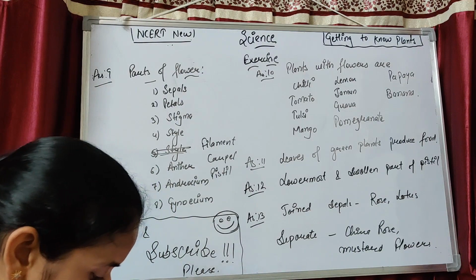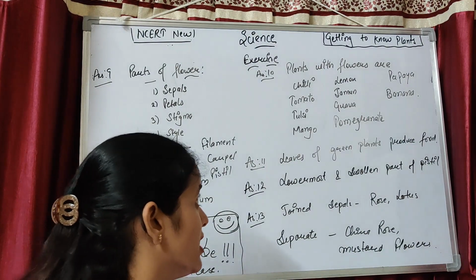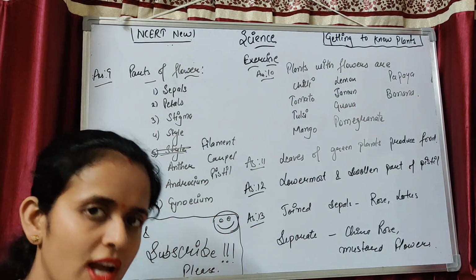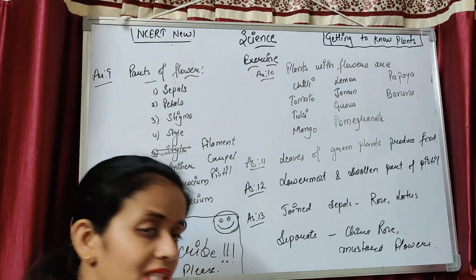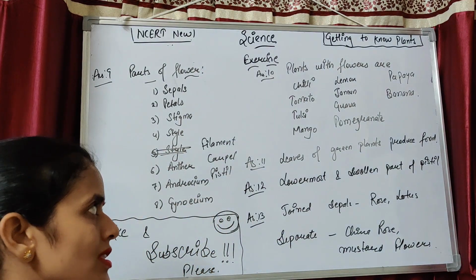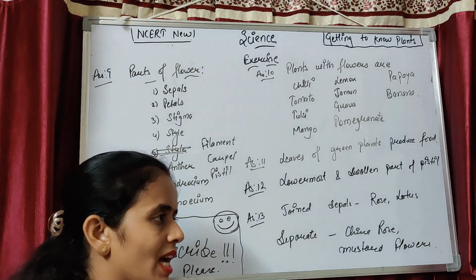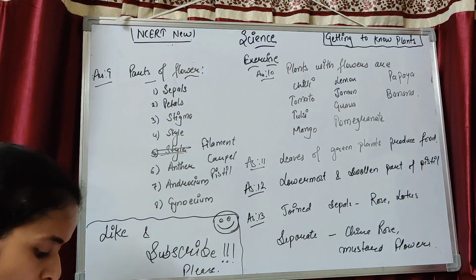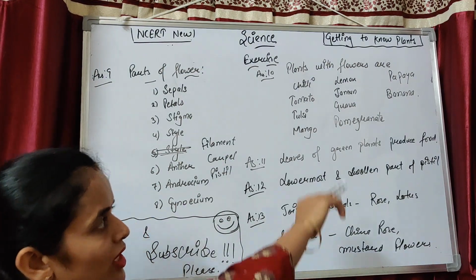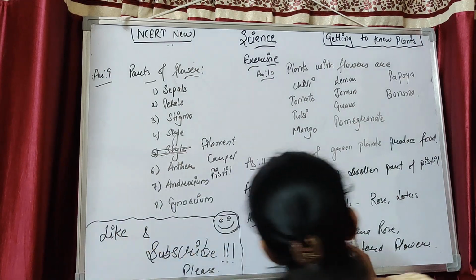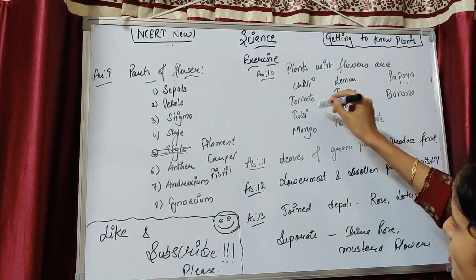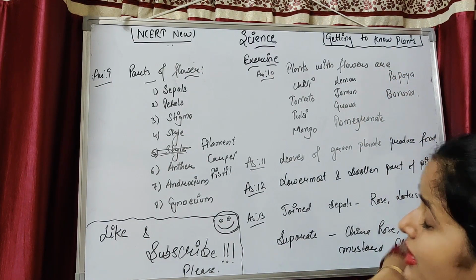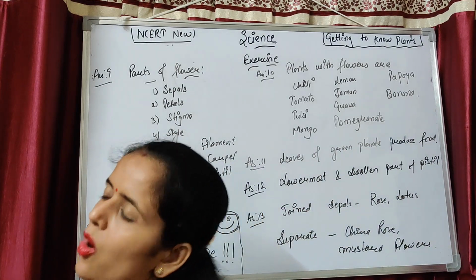So come to question number 10. Which of the following plants have you seen? Of those that you have seen, which ones have flowers? There are so many examples given in the question, so you have to choose only the plants which give flowers. Yes, we have seen all these plants. So I am writing only the plants which have flowers: chili, tomato, tulsi, mango, lemon, jamun, guava, pomegranate, papaya, banana. These plants have flowers on them.